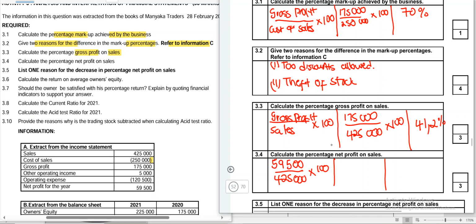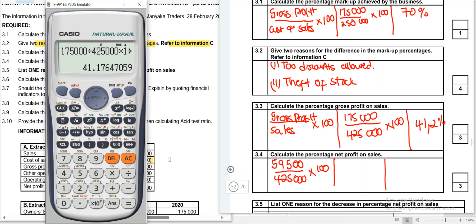When you substitute, guys, you need to make sure that you substitute the right information. So we are going to do this in a calculator so that you guys can see how we got the answer. So we're going to say 59,500, we divide it by 425,000, and then from there we multiply these by 100, and it is going to give us 14%.